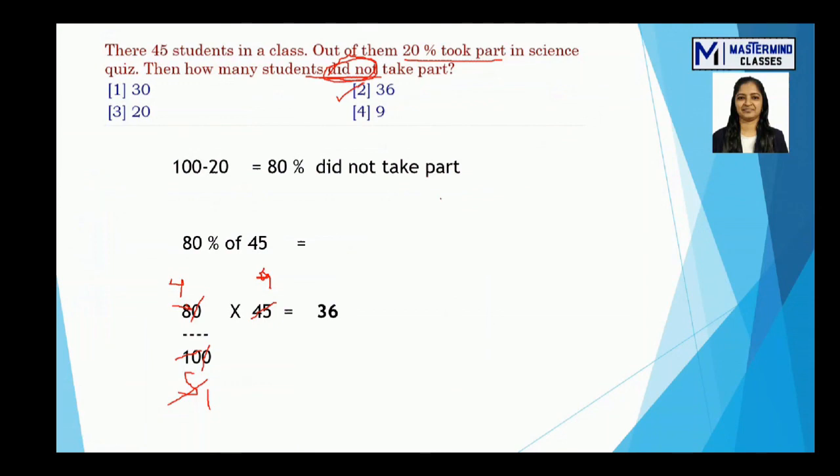So hope you are clear with this percentage chapter. So do revise and watch both the parts so that you understand percentage thoroughly.